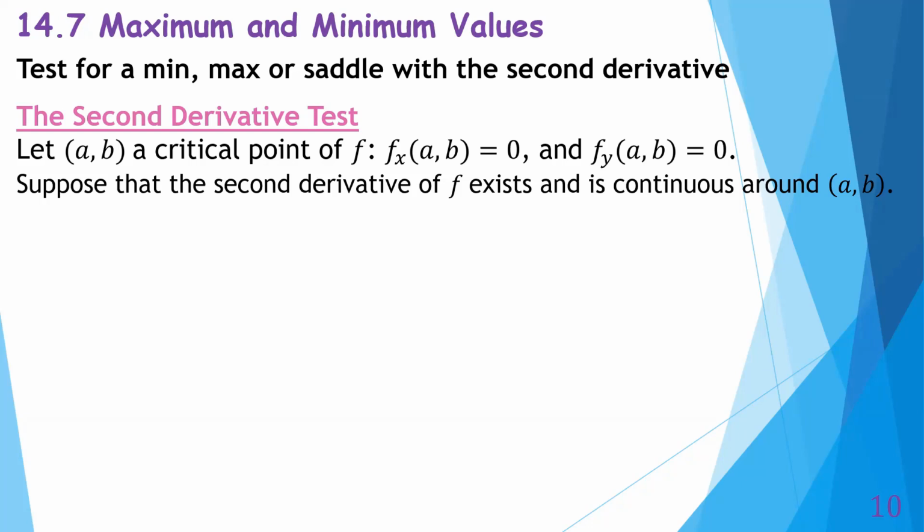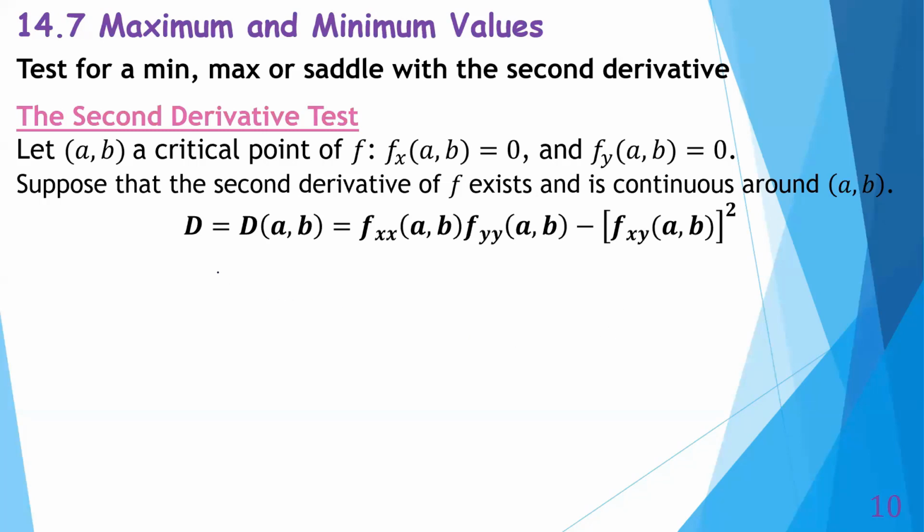What does it say? It says that if we have a critical point, meaning fx equals 0 and fy equals 0 at (a,b), and if we can calculate the second derivatives of f and they are continuous in the neighborhood of the point (a,b), then we calculate this determinant, this indicator D, which is fxx, the second partial derivative with respect to x twice, times fyy, minus fxy squared. So we calculate this indicator D at (a,b), and depending on the sign of D, we can decide whether we have an extreme point or a saddle point, a minimum or a maximum.